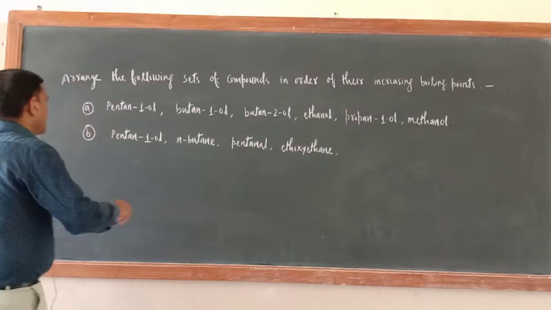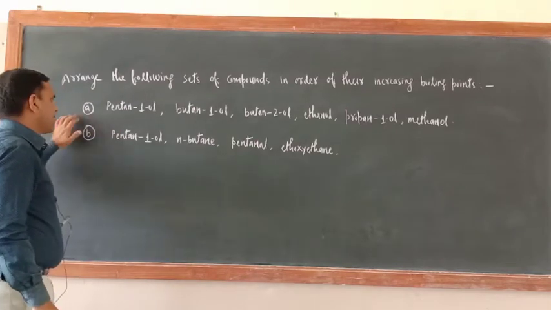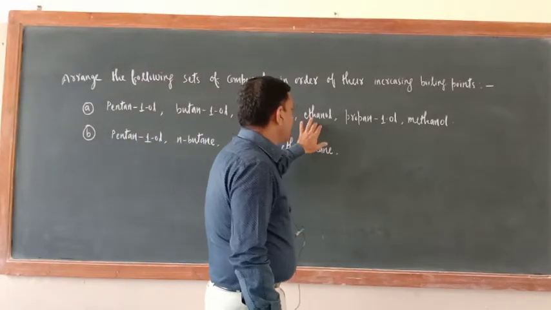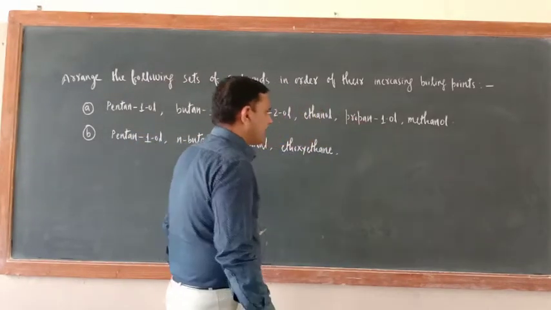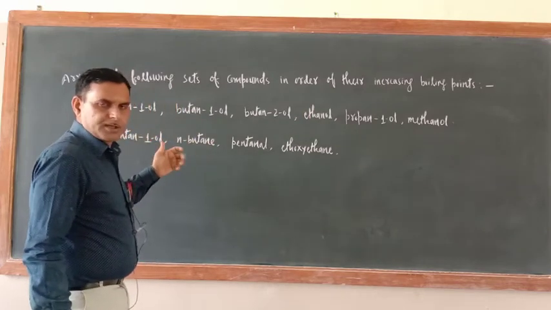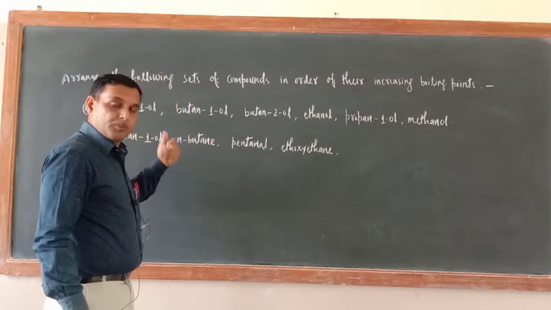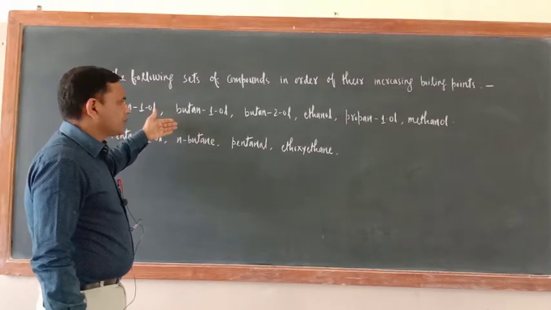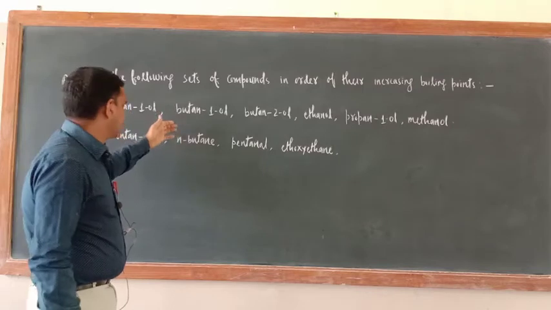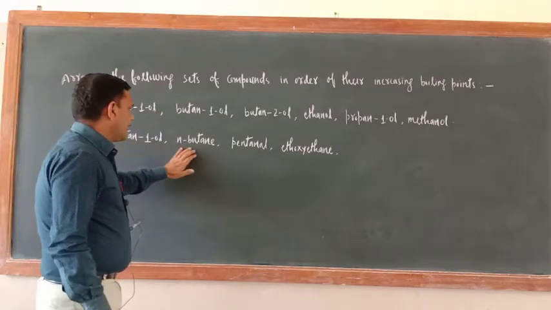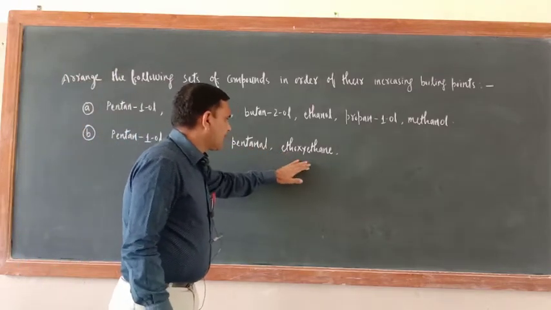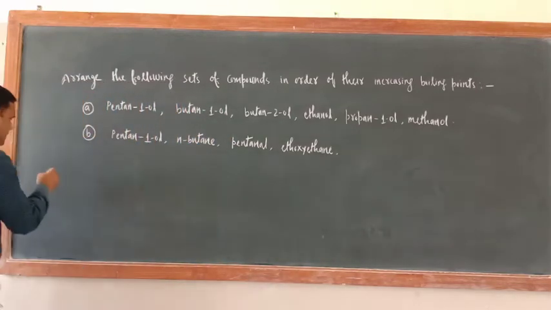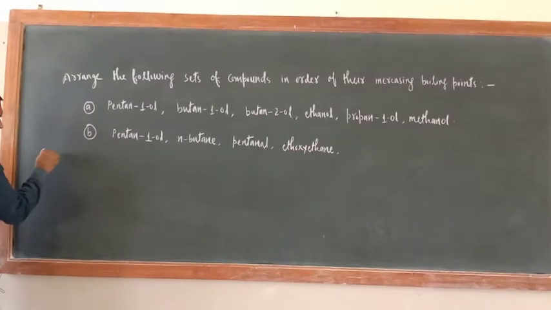Here two sets of compounds are given: pentan-1-ol, butan-1-ol, butan-2-ol, ethanol, propan-1-ol and methanol. If I solve this question, your theoretical knowledge will be reinforced. Whatever I taught in theory should be implemented here while solving this one. The second set is pentan-1-ol, n-butane, pentanal and ethoxyethane. While solving such questions, what is first expected?